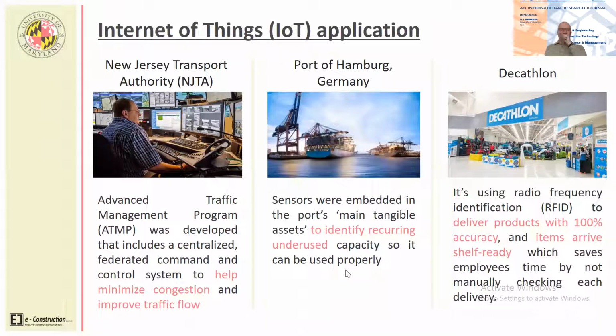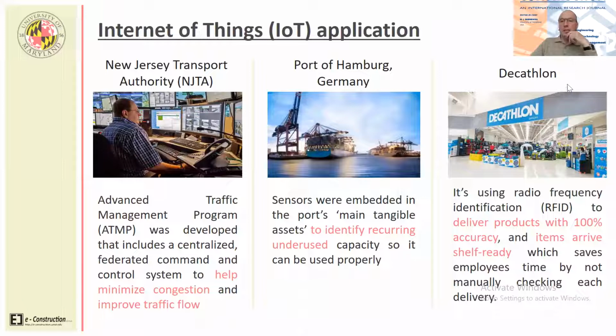Port of Hamburg is the largest port in Europe. So being able to deliver the shipments in and out of the port is actually hugely important. So sensors were embedded. When you can embed sensors in the port's main tangible assets to identify recurring underused capacity, to be able to use it properly, actually resolves a lot of bottlenecks.